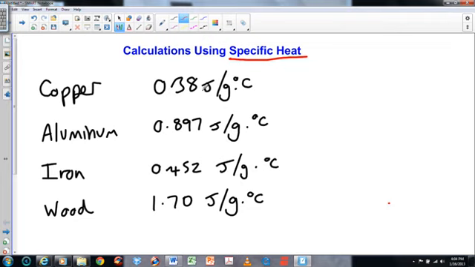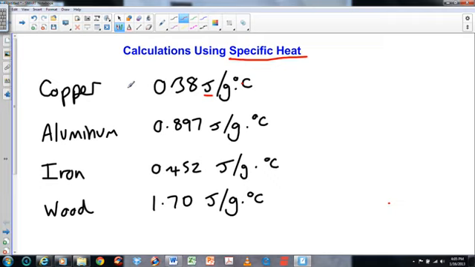Specific heat talks about how much energy, in this case in joules, it takes to raise 1 gram of a substance by 1 degree C. So when we look at copper, for copper it takes 0.38 joules of energy to raise 1 gram of copper 1 degree C. It takes aluminum more than twice as much energy. So aluminum requires 0.897 joules of energy to raise 1 gram of it by 1 degree C. Wood is even higher than that. In order to heat up 1 gram of wood by 1 degree C, you've got to put in much more energy.